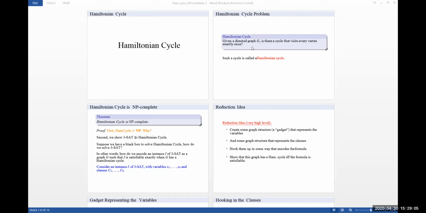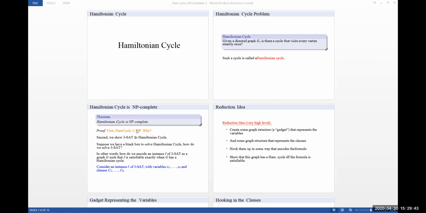The definition of the Hamiltonian cycle is given here. Given a directed graph G, is there a cycle that visits every vertex exactly once? If you have such a question on a given graph, and you find that a cycle exists, then such a cycle is called a Hamiltonian cycle. Now, the Hamiltonian cycle is an NP-complete problem. I already told you what NP-complete is: it should satisfy two conditions. One is that it should be in NP, and the other is that it has to be NP-hard, that is, another NP-hard problem has to be reduced to it.